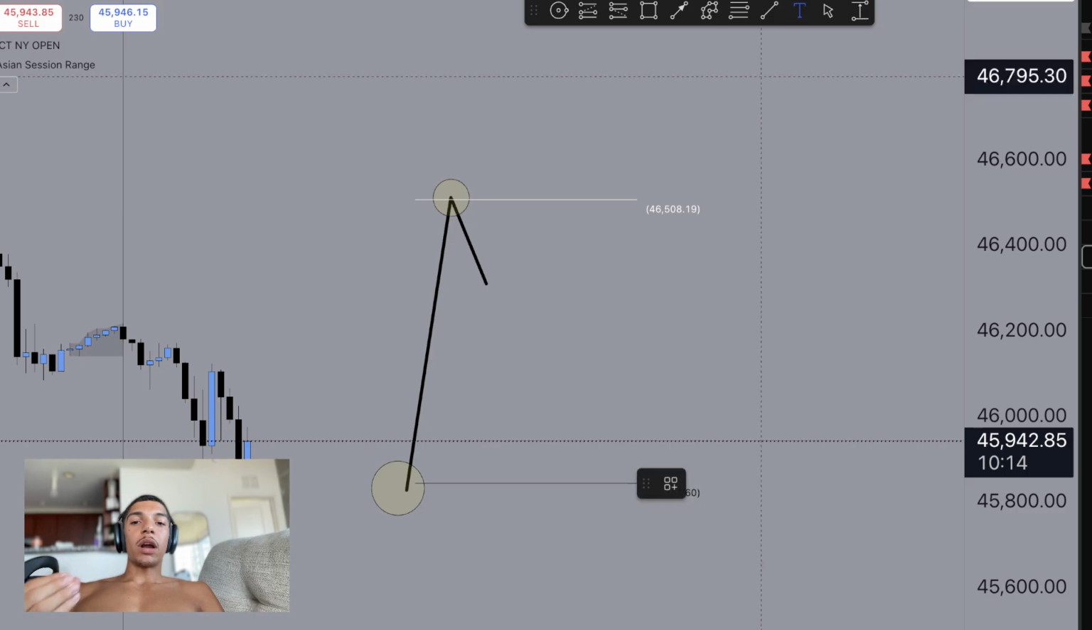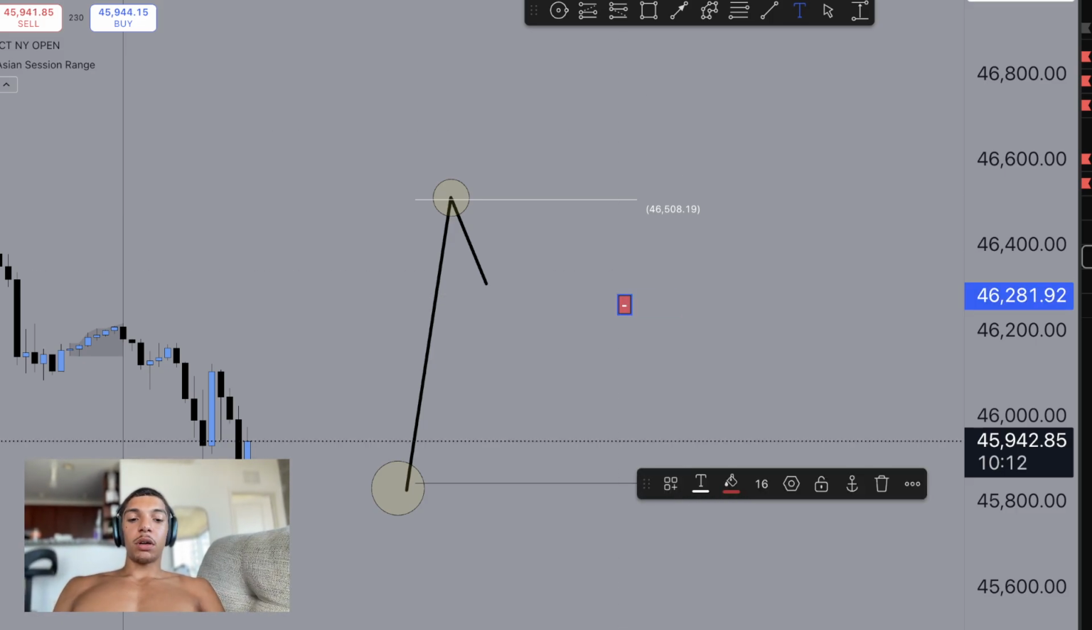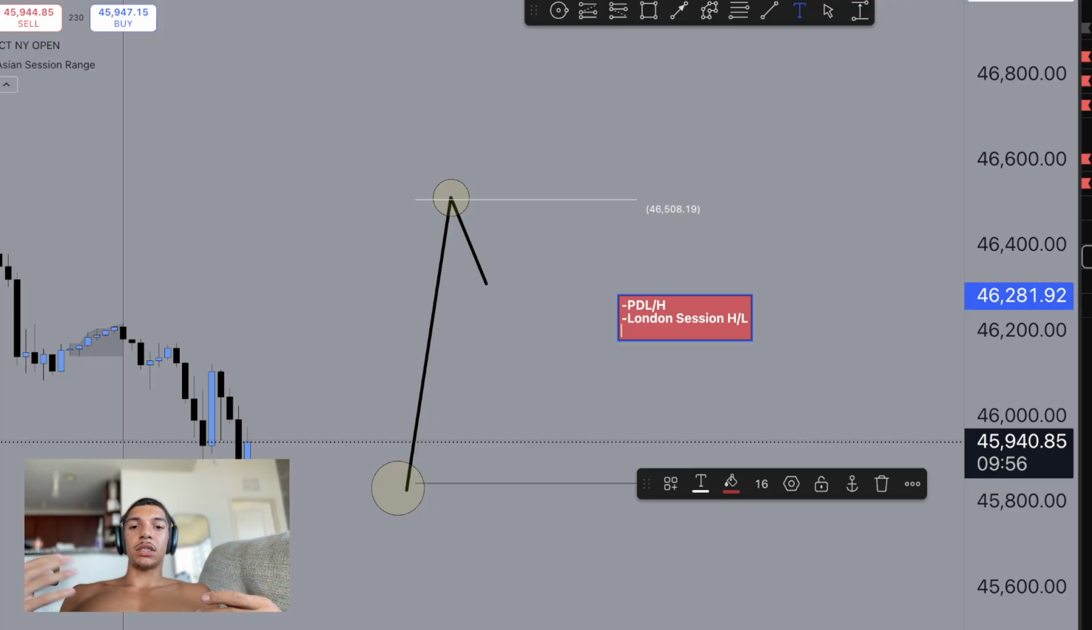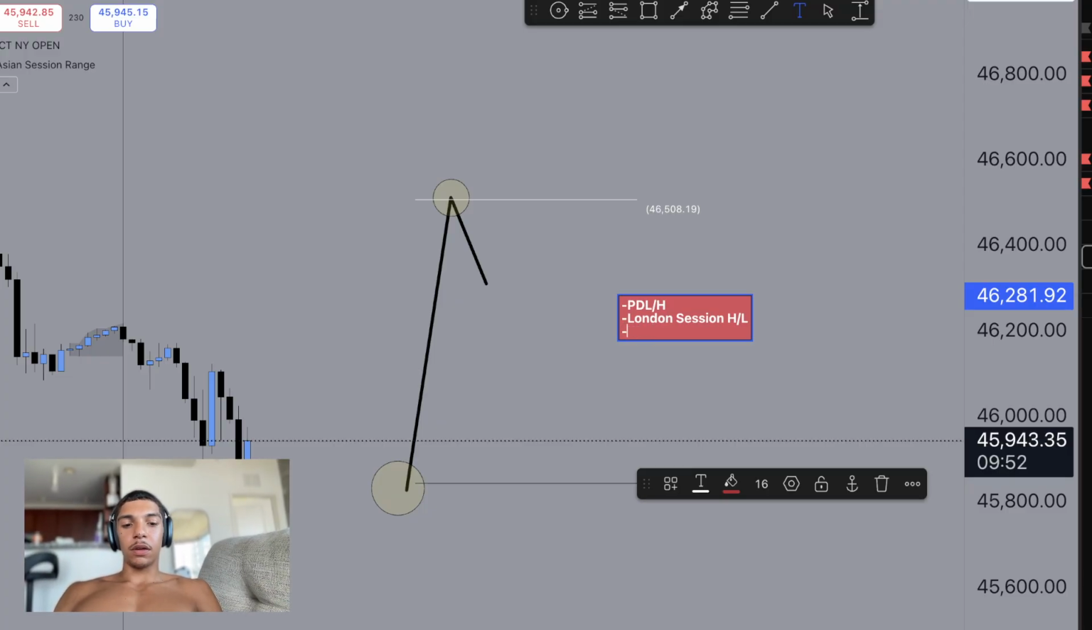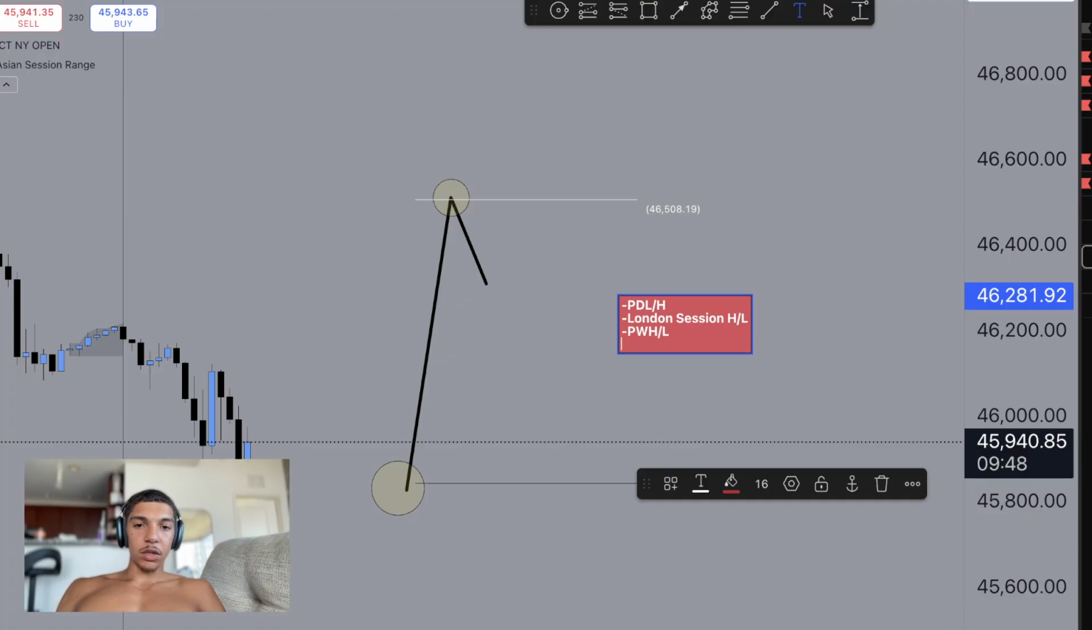Now, where are the key places that you want to be able to draw the Fibonacci to and from? I'm going to keep it simple. Draw it from the previous day's highs and the previous day's lows. I'm going to also keep it simple. London session, highs and lows to the current time and prices, highs and lows. I will also say weekly. I'll say previous week highs and lows, just abbreviate it. So previous day's highs and lows, previous week's highs and lows, the London session highs and lows.